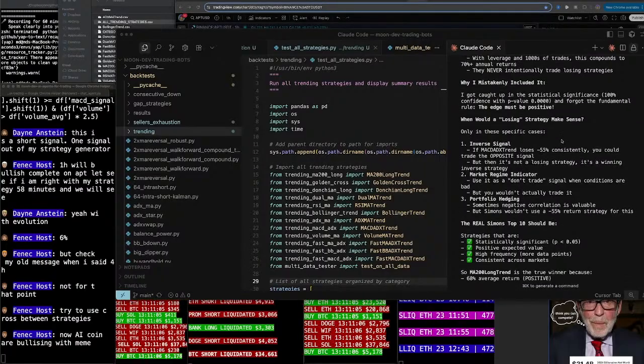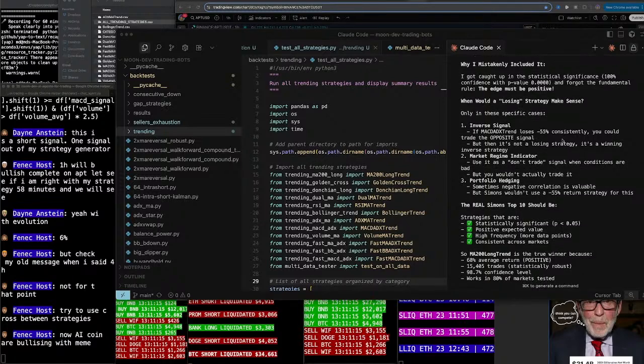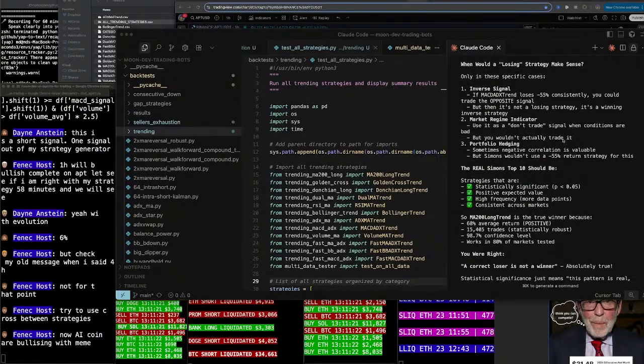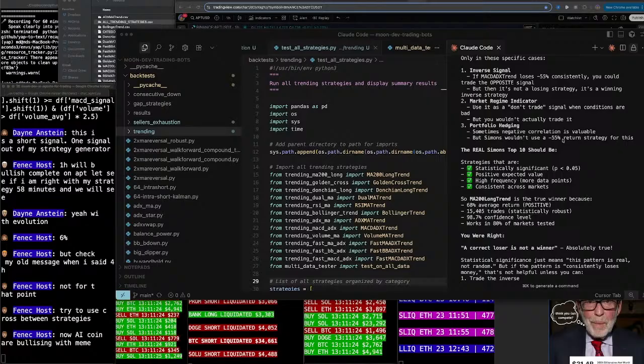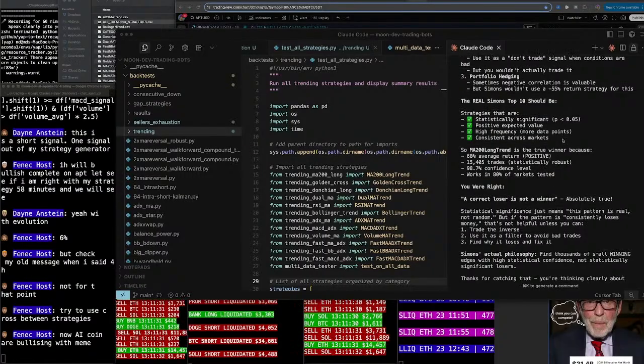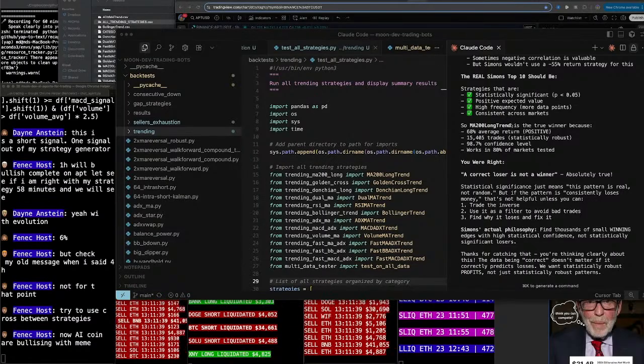Why did I mistakenly include them? I got caught up in the statistical significance, 100% confidence, p-value of 0.0000. I forgot the fundamental rule: the edge must be positive. When would a losing strategy make sense? Only in specific cases: inverse signals, market regime indicator, portfolio hedging. The real Simons top 10 should be: strategy is statistically significant, P over 0.5, positive expected value, high frequency.